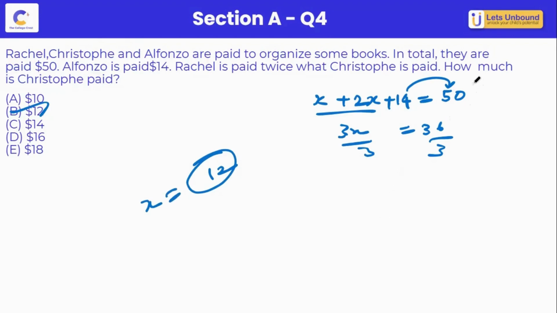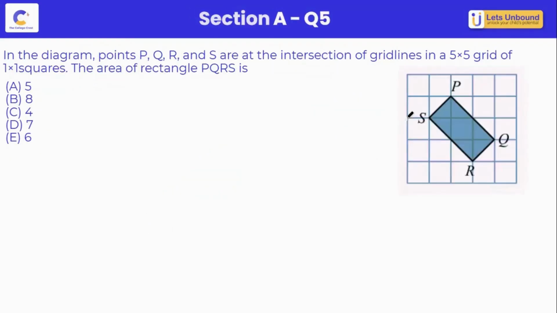And sometimes you should be careful. They might ask you how much Rachel was paid, but our variable will give us Christoph's answer, and for Rachel's, yeah, we need to work on it. That also will be in your options. So these are the tricks and twists they might give you. Next question.